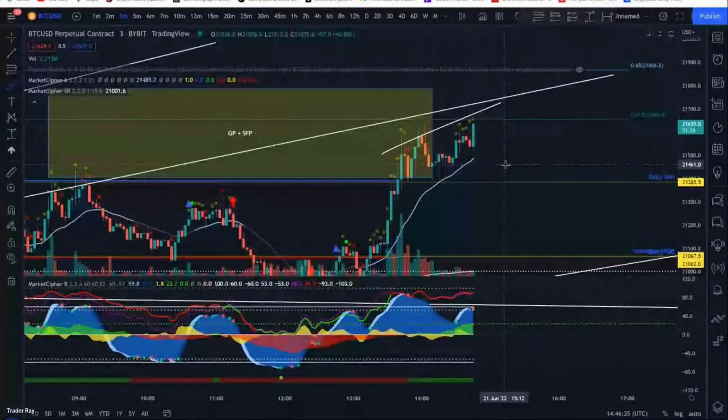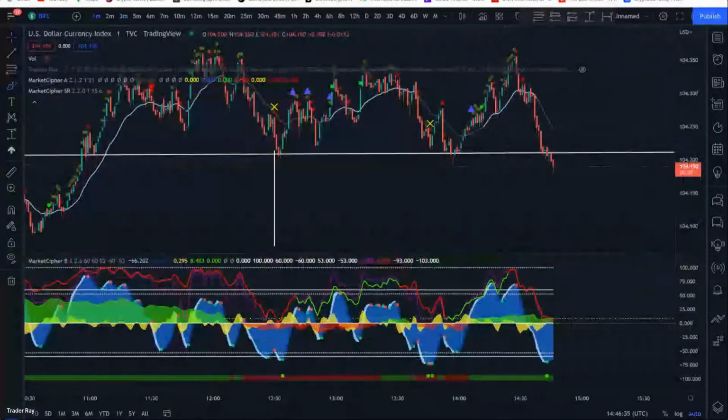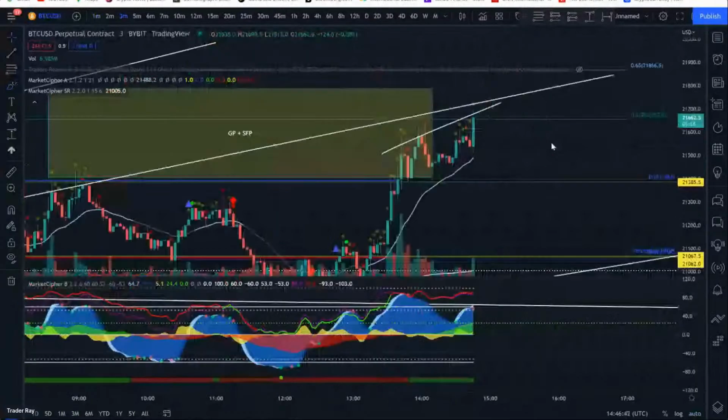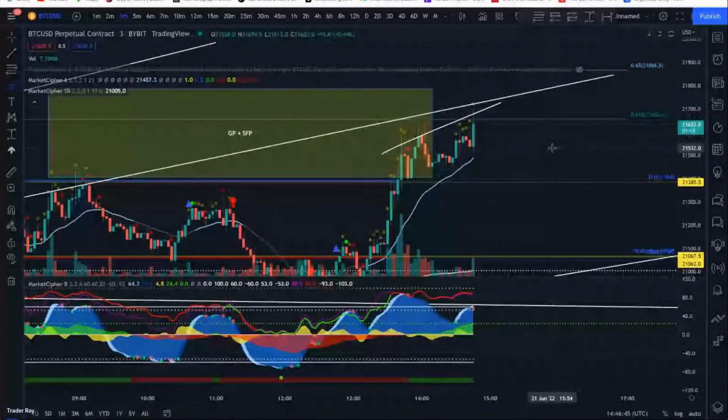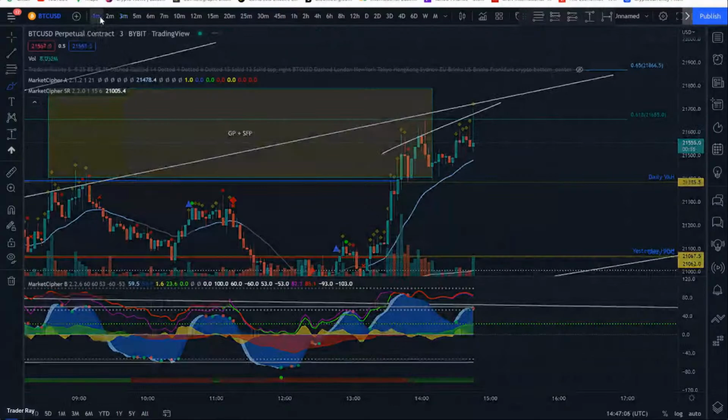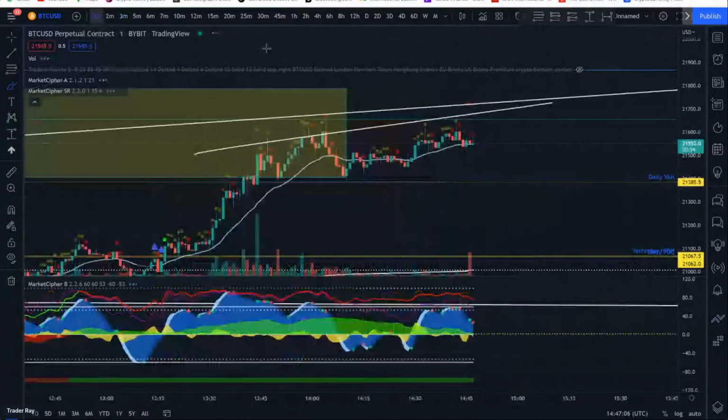Let's go. Is the dollar index? Yes, we are breaking support. Let's go, baby. Let's go. This is it. This looks good for a short trade.